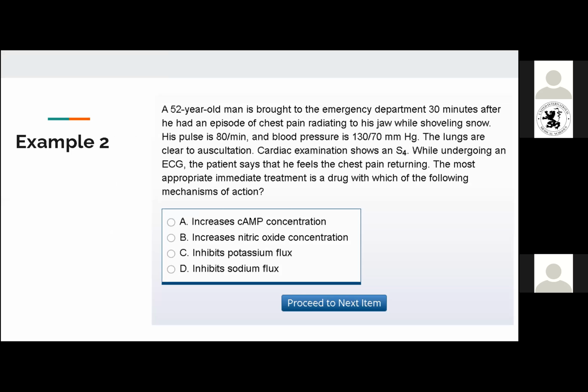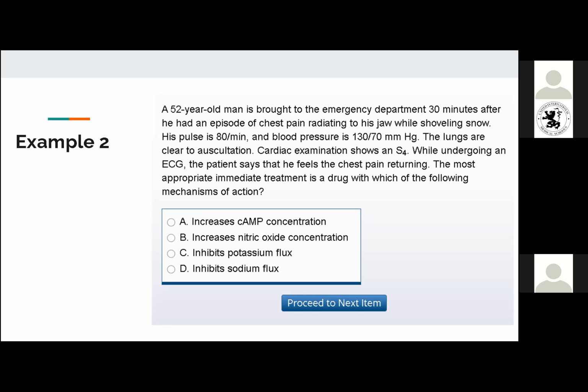Let's go to the second question. A 52-year-old man is brought to the emergency department 30 minutes after he had an episode of chest pain radiating to his jaw while shoveling snow. His pulse is 80 per minute, blood pressure is 130/70, the lungs are clear, cardiac examination shows an S4.